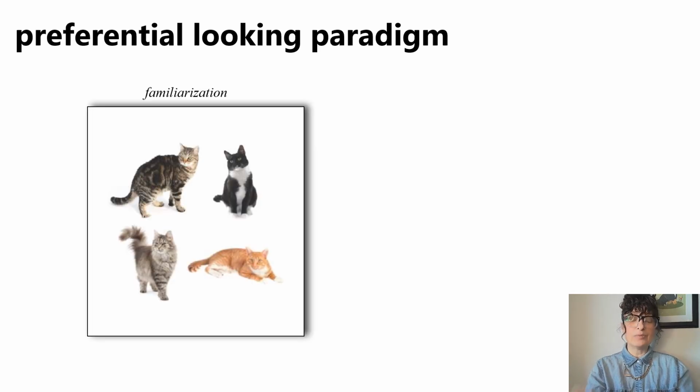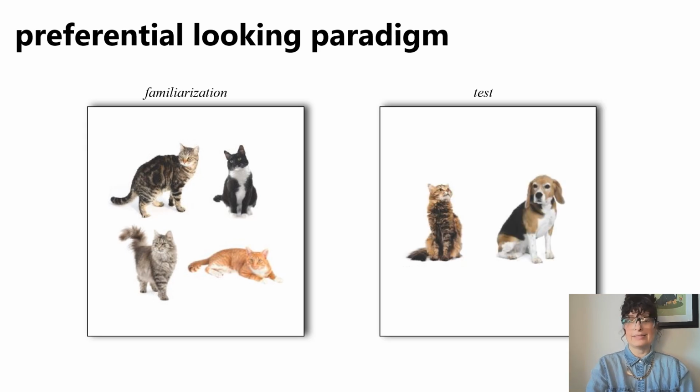In a preferential looking paradigm, what you typically do is present infants with a series of examples from a particular category until they start to get bored of them. For example, if you're familiarizing them to cats, you might show dozens of examples of different cats in different poses. Over time, at first they're going to be very interested because infants love novelty. But then after a while, they're going to be like, I get it, cats.